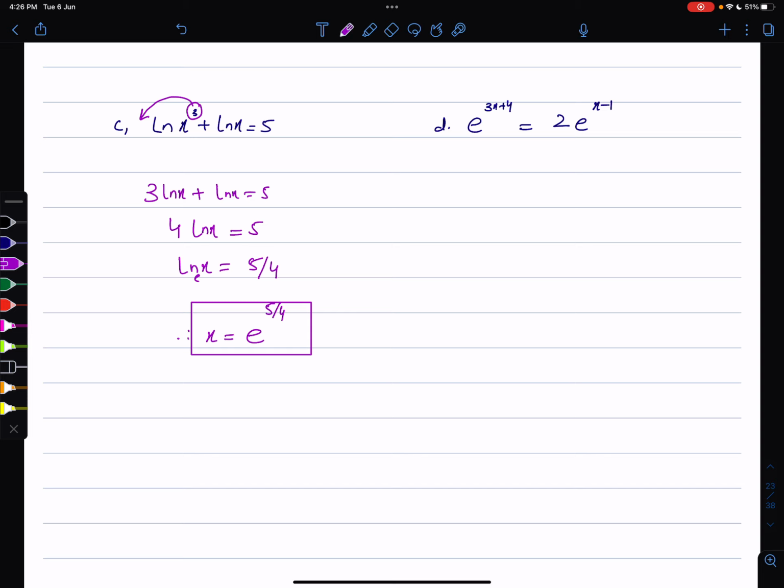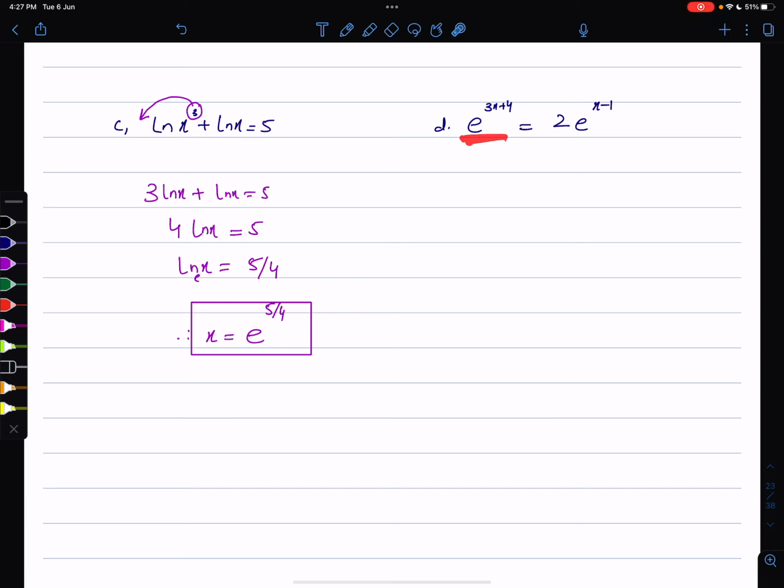Part D says e to the power of 3x plus 4 is equal to 2 times e to the power of x minus 1. Now a common mistake that many students make is they take this 2 to the power over here. We cannot do this as it's not a log equation. So what do we do then? We are going to be solving an exponential equation using the rules of indices.